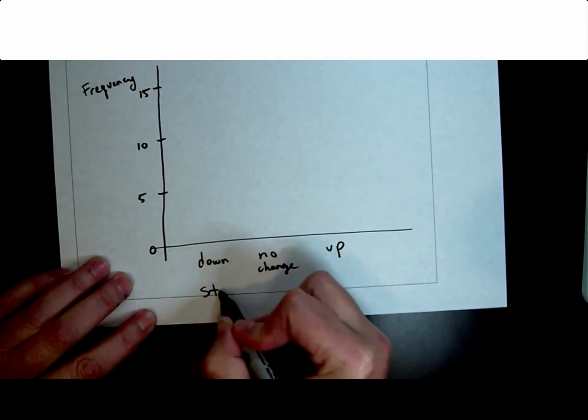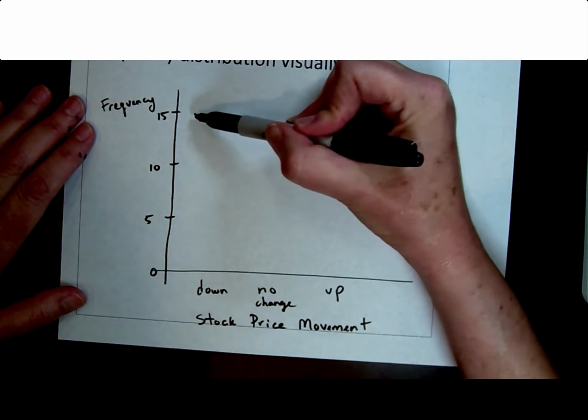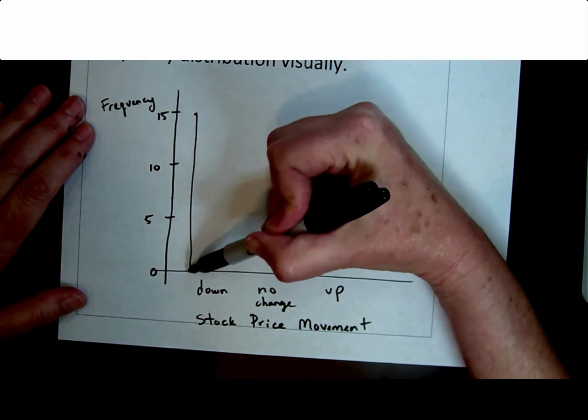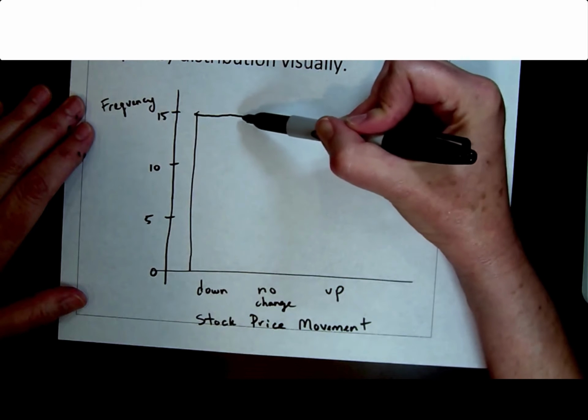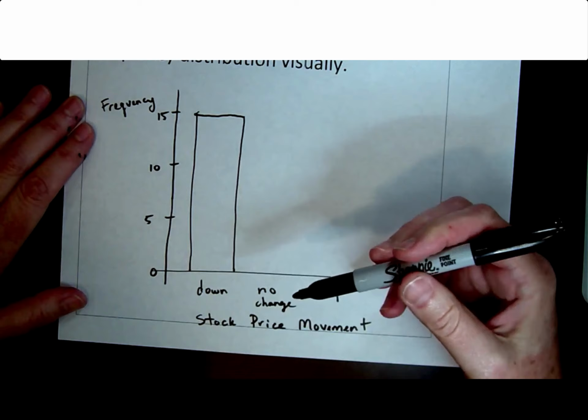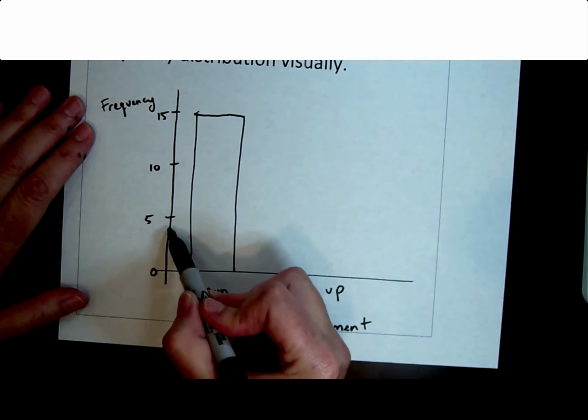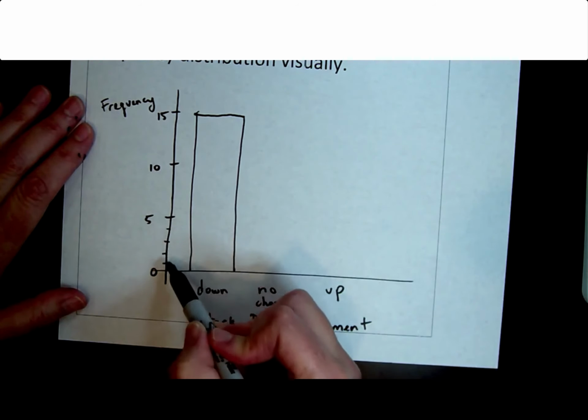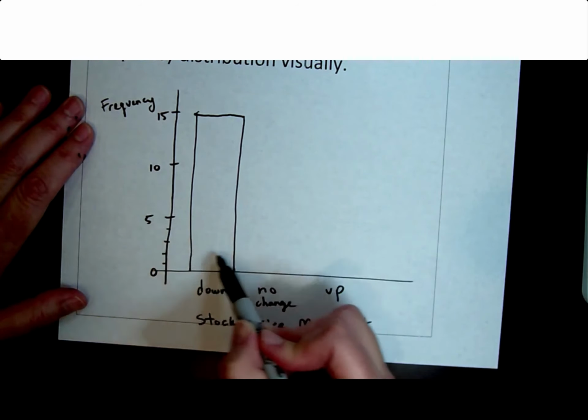Okay, so we're going to say what the variable is that those are the data values for. And we'll make a rectangle for each data value that goes up to its frequency. So let's see, the down had frequency 15. So I'm going to make a rectangle or bar that goes up to 15. No change, that had frequency 2. Let's see, 4, 3, 2, 1. So 2 would be about there. Remember, the bars or rectangles don't touch.